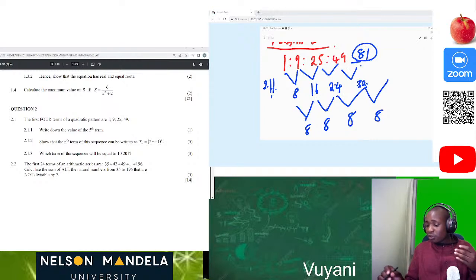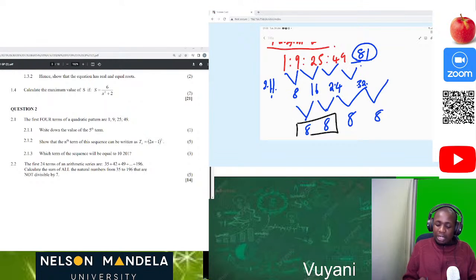Let me just repeat, how do we find it? We start by finding the first constant difference. After that, we look at the second constant difference. Why do we look for the second constant difference? Because we know for sure that this is a quadratic pattern. Since it's a quadratic pattern, definitely it has a second constant difference.